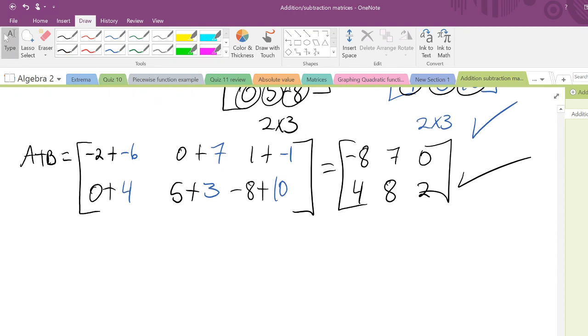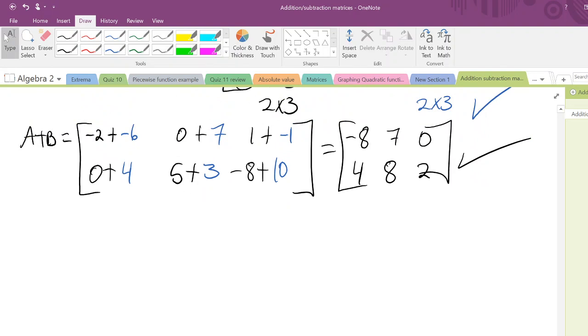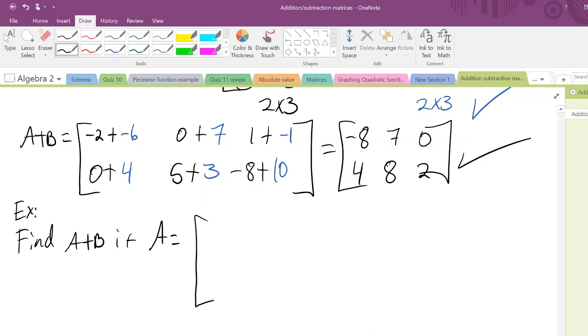The same thing we're going to do with subtraction. Let's do another example though. Find A plus B if A is equal to [-7, 4, 5; 0, 3, -1]. Then you have B.